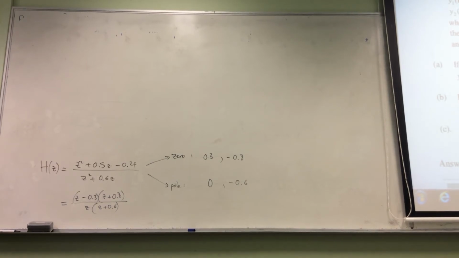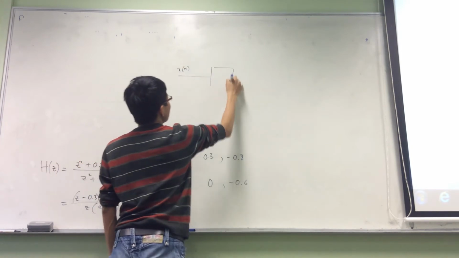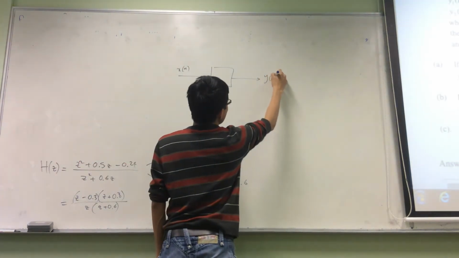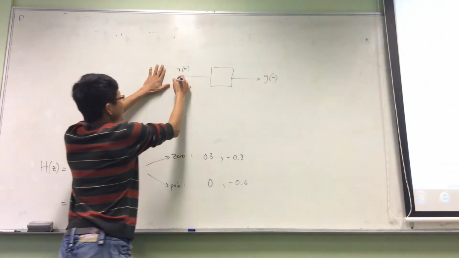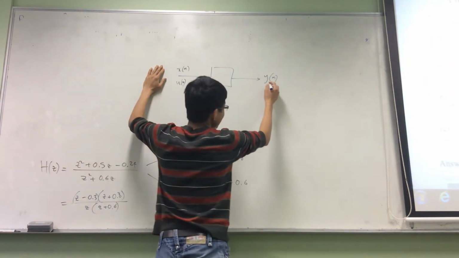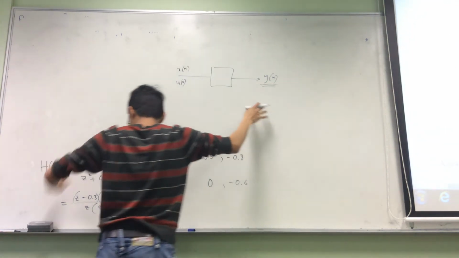If x2 equals un, where un is the unit step function, find the Z transform of y1n. Alright, so you have the input here, xn, a function here, and you get the output yn. This is C. So they say if the input is un, what is the Z transform of the output?